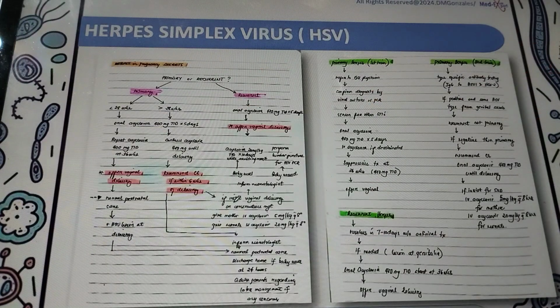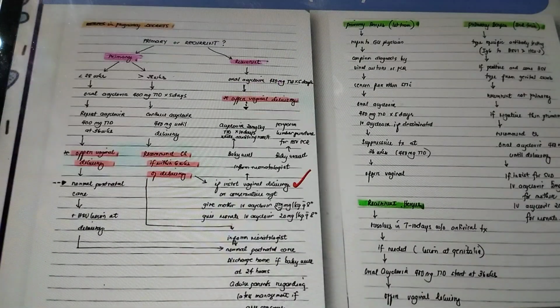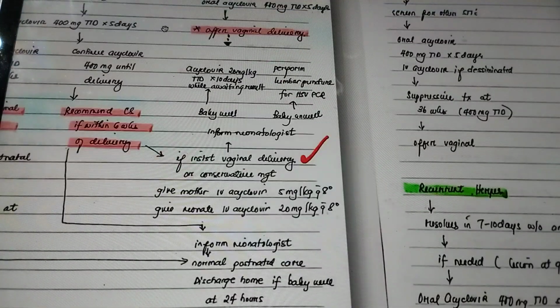So you can see here, if a patient insists on vaginal delivery, this is my own notes, so pardon it, it's very, very small. Let me see, okay, so it's now zoomed out.